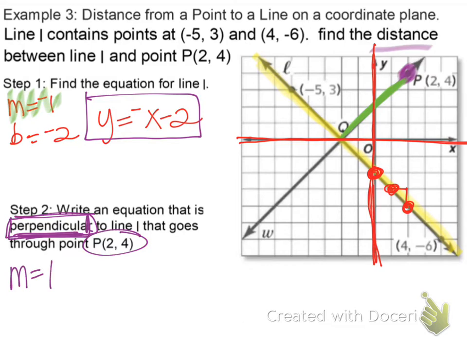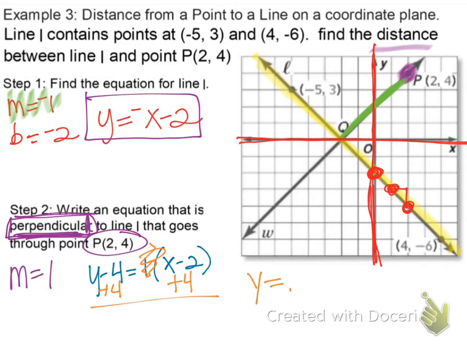And so now I'm going to take this point and this slope and plug it into point-slope form. So I would have y minus 4 equals my slope, which is 1, times x minus 2. And then I'm just going to work this out. If I distribute that 1, nothing's going to change. So I'm just going to mark it out for now. And so now I can just add 4 to both sides. So we would have y equals x plus 2.